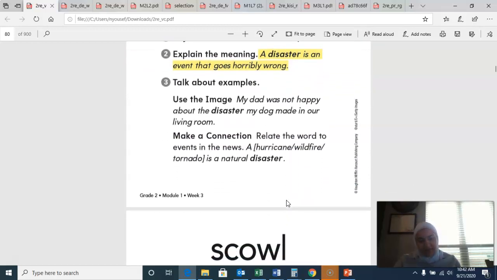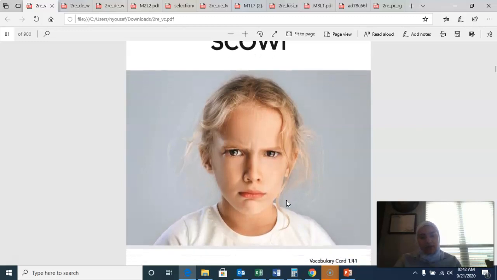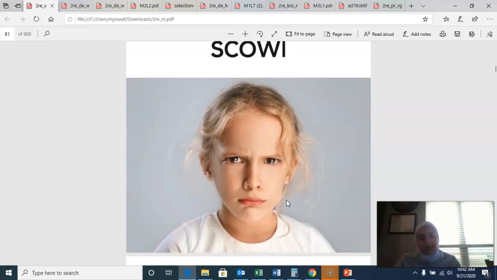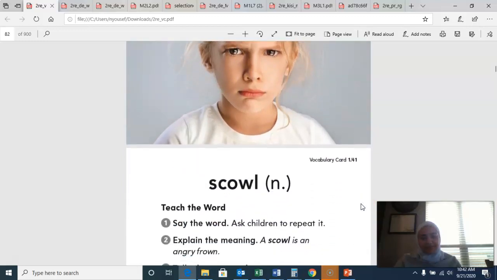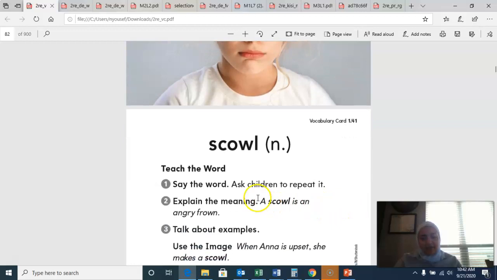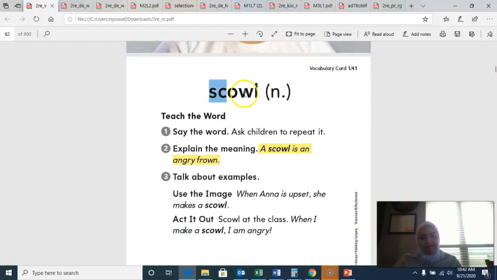All right, moving on. The next word is scowl. Scowl. Let's look at the little girl. Does she look happy? No, she looks upset, right? A scowl is an angry frown. So she is frowning angrily, the girl. So when Anna is upset, she makes a scowl. She's making a scowl. She's frowning. Okay. If you need a minute to write that word, you can go ahead and pause the video now.